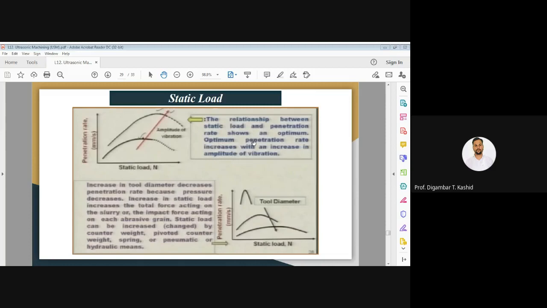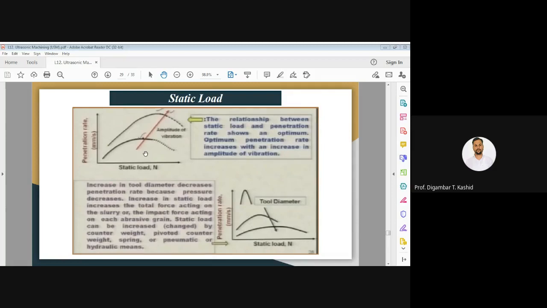Then we have another process parameter, that is static load. Now this static load plays an important role, as we can see in this slide. Here static load is increasing, you can see, then the penetration rate is also increasing, per second. But beyond a certain value of static load, here you can see the dotted line, in both cases of amplitude of vibration, because if the amplitude is different, then definitely the static load is going to be different. So in both cases of amplitude of vibration, the penetration rate is going to start decreasing.